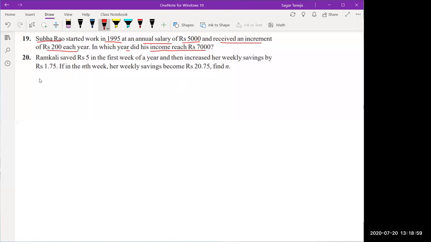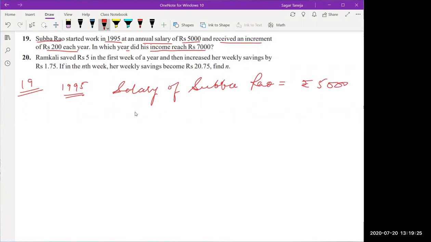So accordingly, we have to make an AP. Initially, he was having a salary of 5,000 and every year he was getting an increment of 200 rupees. 1995, salary of Subbarao. Then annual increment. You can write annual increment, means annually how much it is increasing. Annual increment he is getting of 200 rupees.